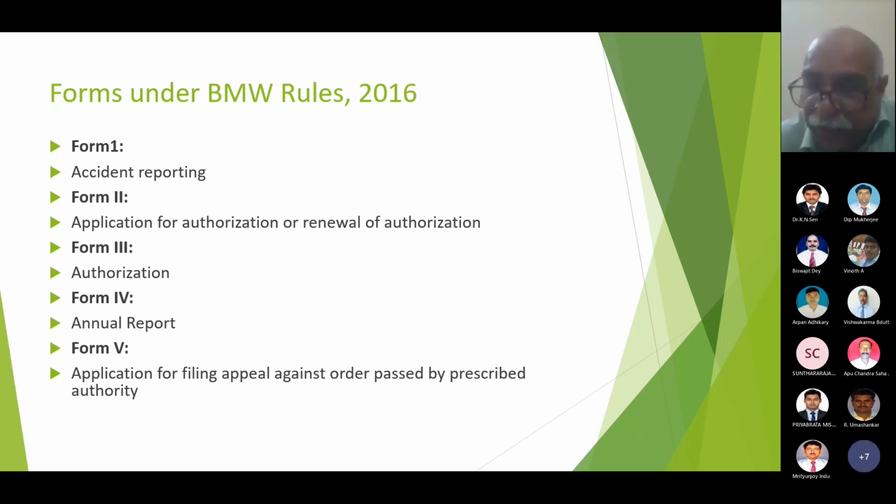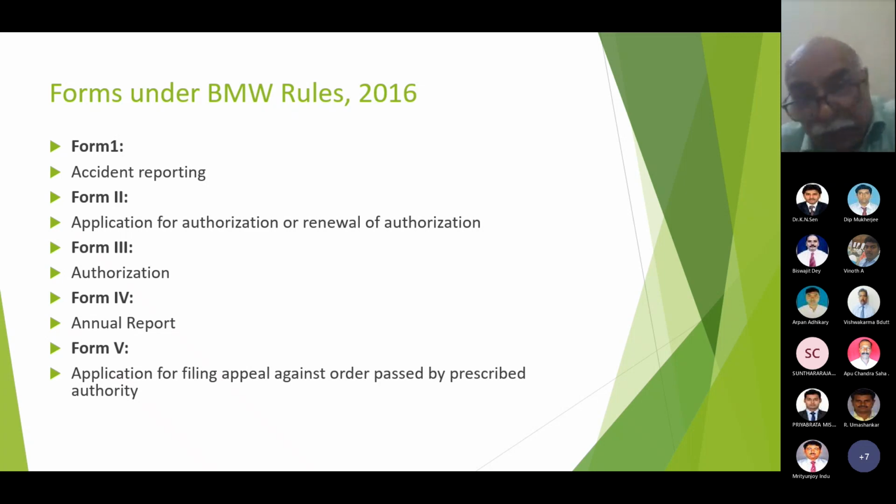And then there are various types of forms for reporting and other purposes. Form 1 is accident reporting. As I said, all accidents have to be reported. Then there is a specific form for the application for authorization or the renewal of authorization. See, authorization of the healthcare facility is very much lacking. Surprisingly, you might be thinking that the healthcare facilities do get the authorization from the Pollution Control Board, but from my experience, I've seen that a very low percentage of the healthcare facilities are identified and have the authorization. So once they don't have the authorization, they are not included as an entity. So we don't have the correct amount of waste that is generated. We can only hypothesize about the number of facilities and their size. So that is why the authorization is very much required and it has to be taken.